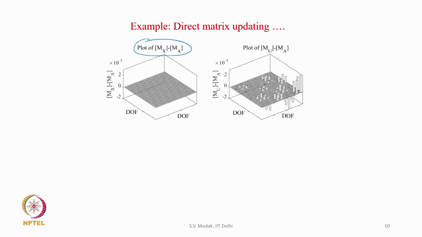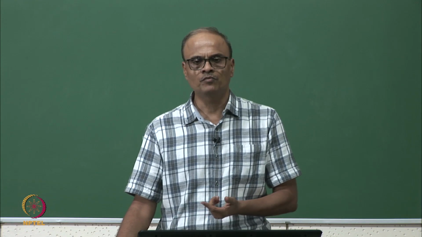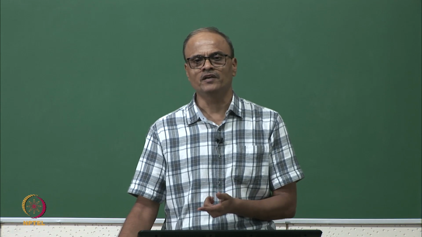However, updating has caused some change in the mass matrix, as shown by the plot on the right-hand side, which is a 3D plot of Mu minus Ma, the difference between the updated mass matrix and the initial FE model mass matrix. So, the difference represents the change in the mass matrix as a result of updating. When we compare these two plots, we see that the changes made are not consistent with the initial error in the mass matrix.